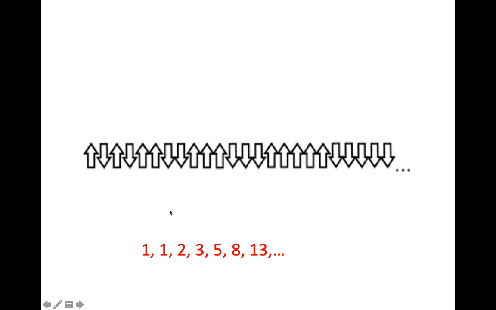Well, if we look at it, what seems to be happening is, in order to get the next term, you take the one that you have and add it to the one prior. So there's 1 plus nothing, it's a 1. But then 1 and 2 is a 3, 2 and 3 is a 4, 3 and 5 is an 8, 5 and 8 is a 13, and so on.